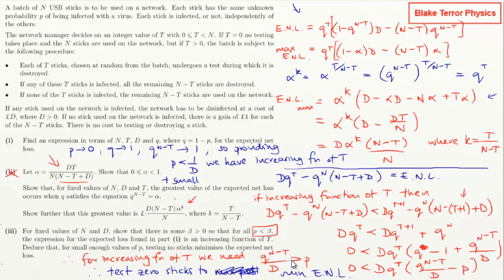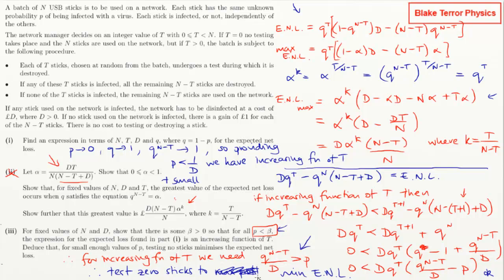Let's just check I've got a consistent thread through that last part, because there was quite a lot of if-then going on. So if there's an increasing function of t, then we take our expected net loss, we put in t plus 1. If it's an increasing function, then putting in t plus 1 gives us a larger expected net loss, and I've shown that that happens at this point here. We need p to be less than, well, they've called it beta in the question, and it turns out to be q to the power of n minus t over d. So provided p is less than that, we're fine.